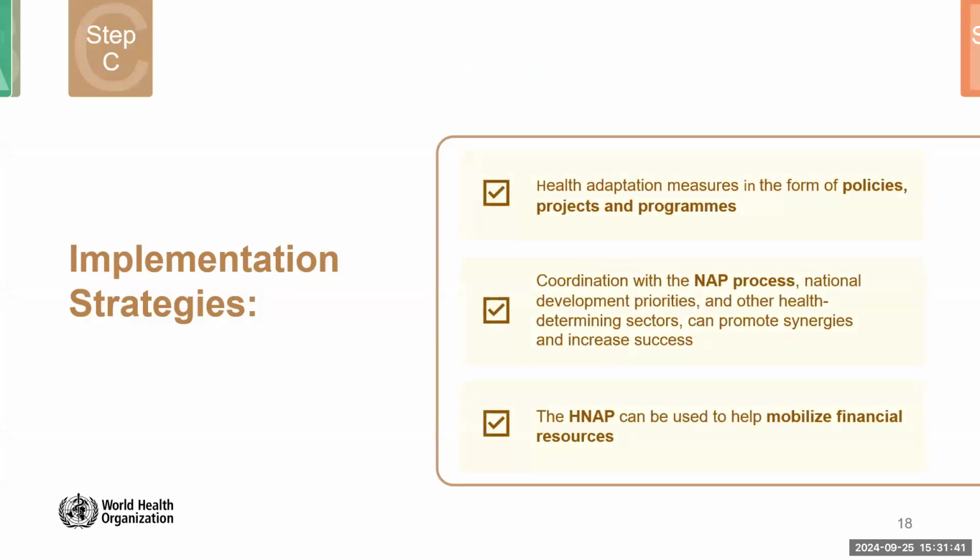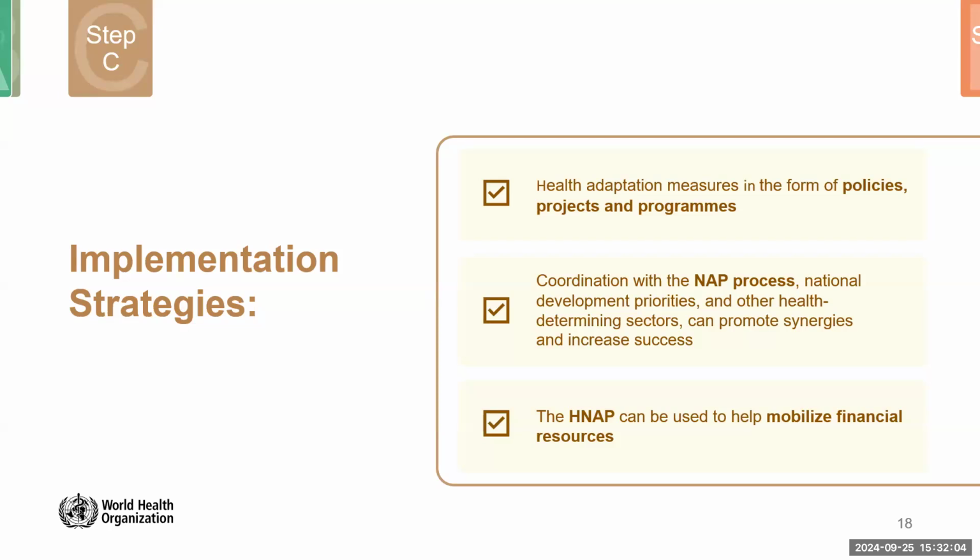So on to step C. We did A and B, and now C is the implementation strategies. So again, if you think we're building the HNAPs, and in line with each of the steps, we're looking at the criteria. Just as a quick revision, step C is the implementation strategies, and it is about ensuring that the plan is able to move to the implementation stage.